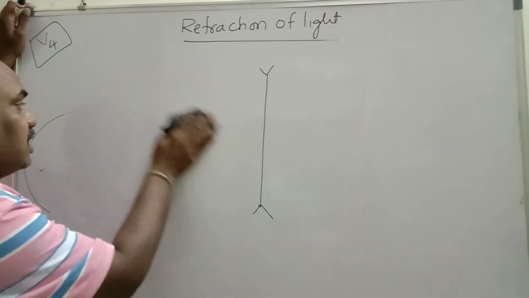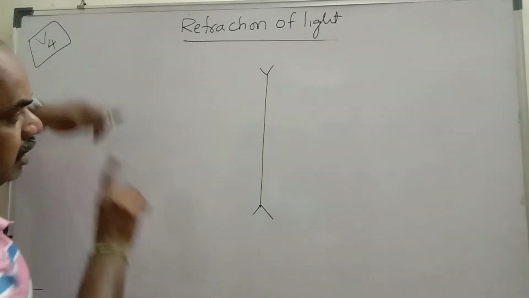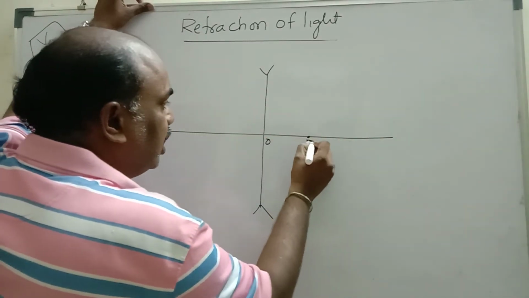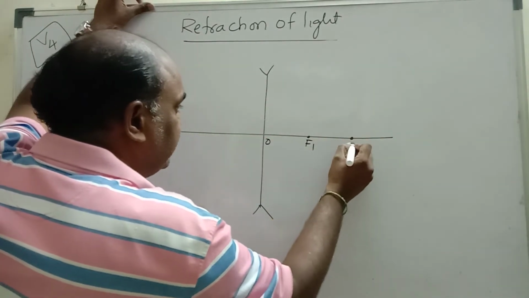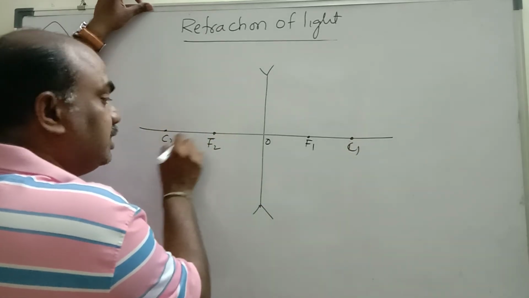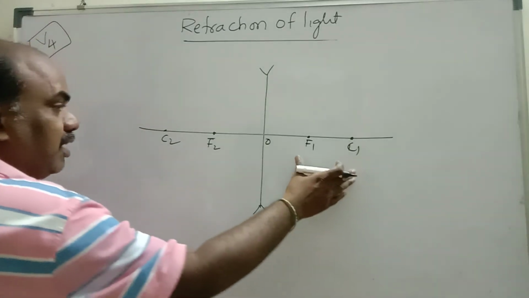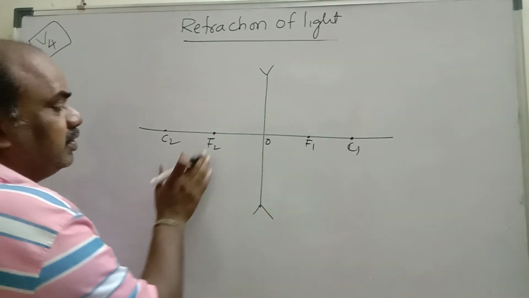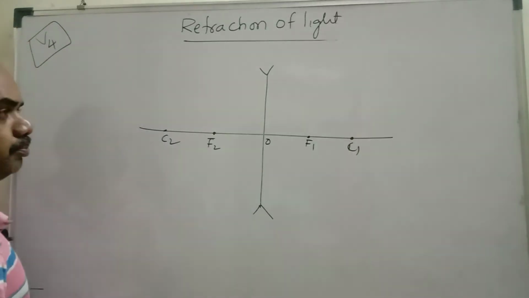Now this is the shortcut symbol of the biconcave lens. This is the principal axis, optic center, focus 1, this is center of curvature 1. This is focus 2, this is center of curvature 2. Sir, why are you writing F1 C1 this side? As you wish, you can write this side, or F2 C2 this side, as you wish.